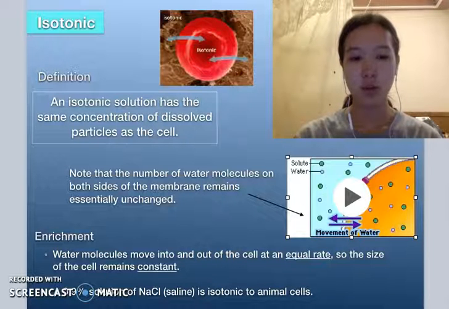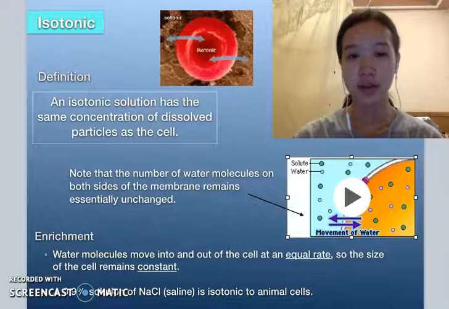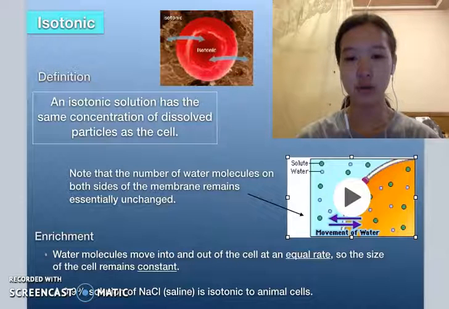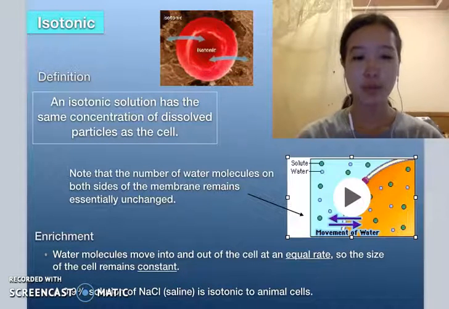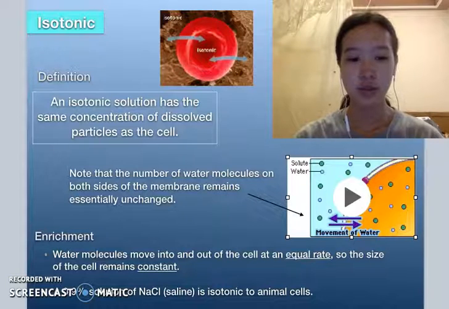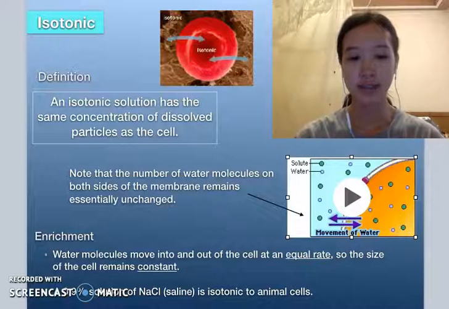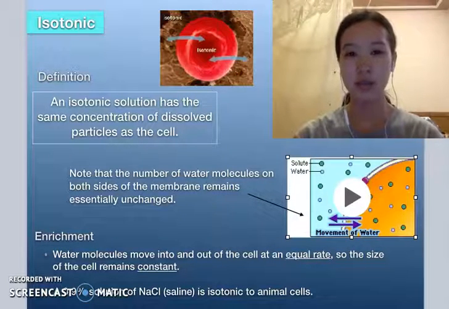Enrichment. Water molecules move into and out of the cell at an equal rate, so the size of the cell remains constant, as you can see in this diagram. A 0.9% solution of sodium chloride is isotonic to animal cells.